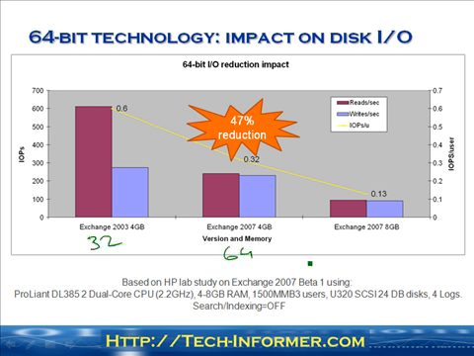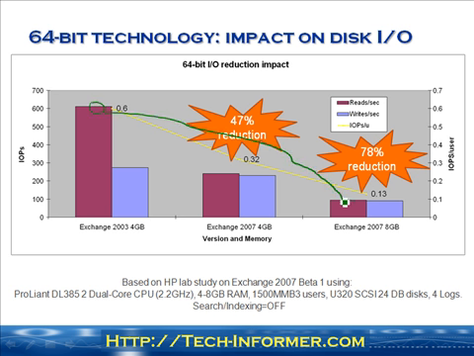A 47% reduction. Now, if we go to that Exchange server that has 4 gigs and we simply add more RAM, and we've done nothing else, now we're talking about a 78% reduction in reads. As a matter of fact, not only are we talking about a reduction in reads, we're talking about a nice reduction in writes as well. So if disk was a problem, which typically it is, you may not realize it, then going 64-bit is going to make a huge impact.